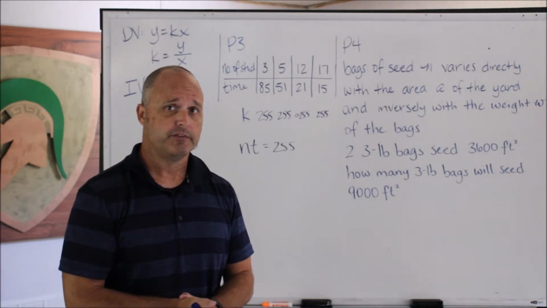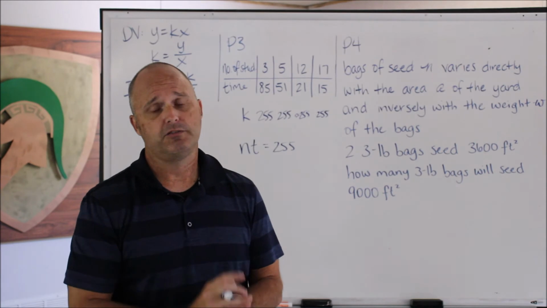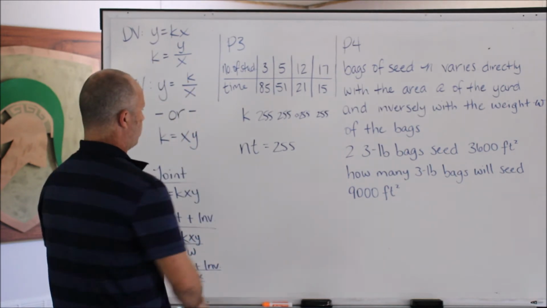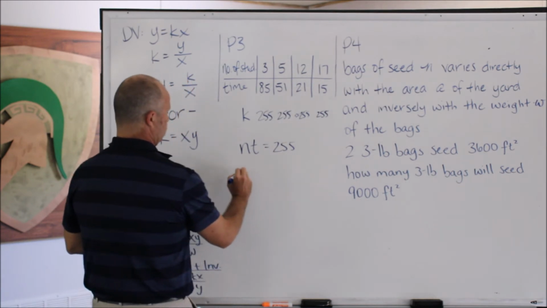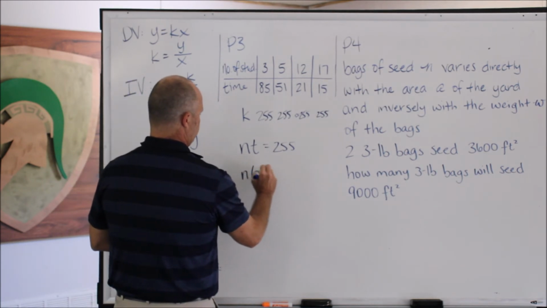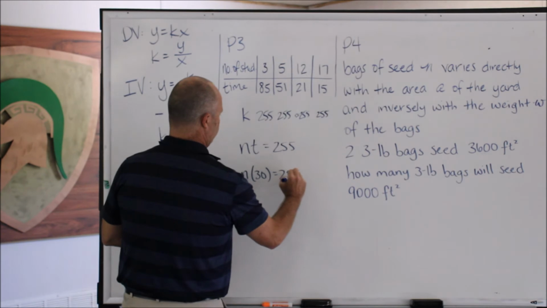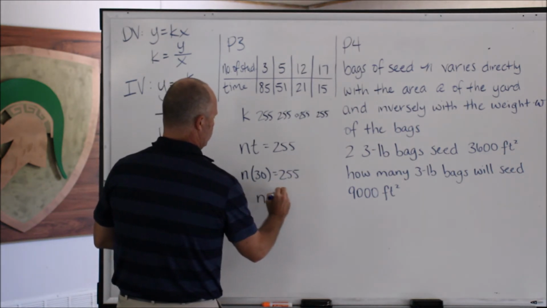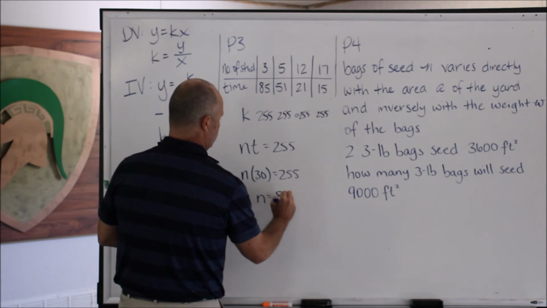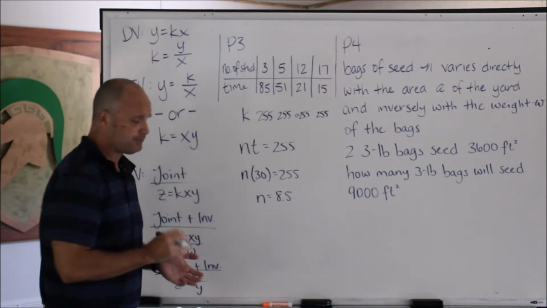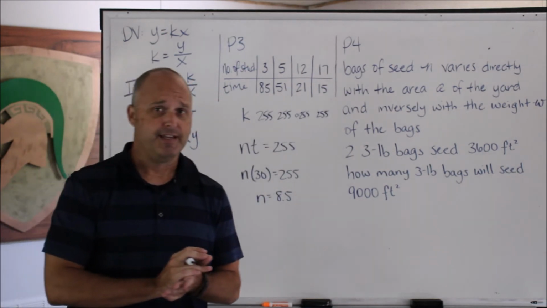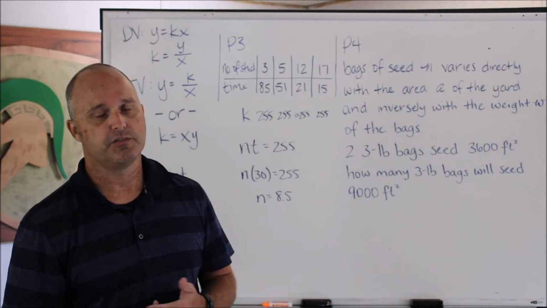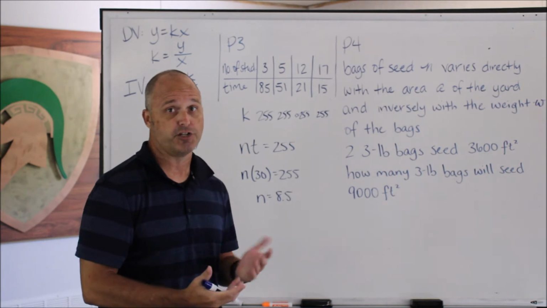The second part is to determine how many students we need if we want to finish the project in 30 minutes. So we replace t with 30. We've got n times 30 equals 255. Divide out that 30, and n is going to be 8.5. So it's going to take 8.5 students. We're going to round that to 9. It'll take 9 students about 30 minutes to finish this project.